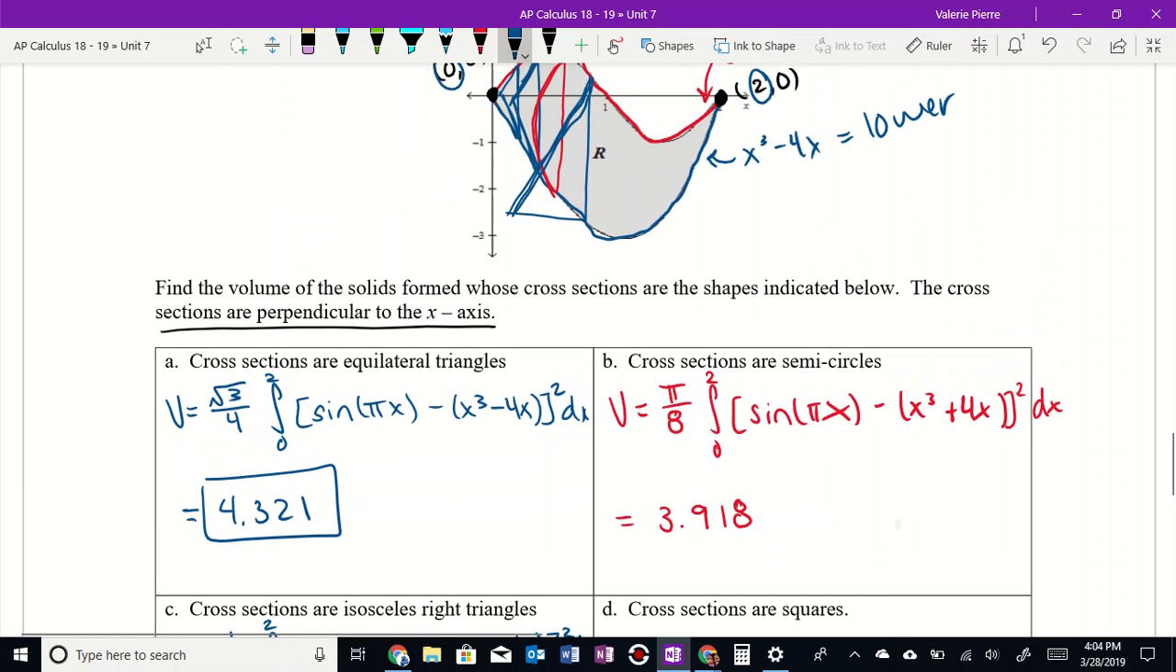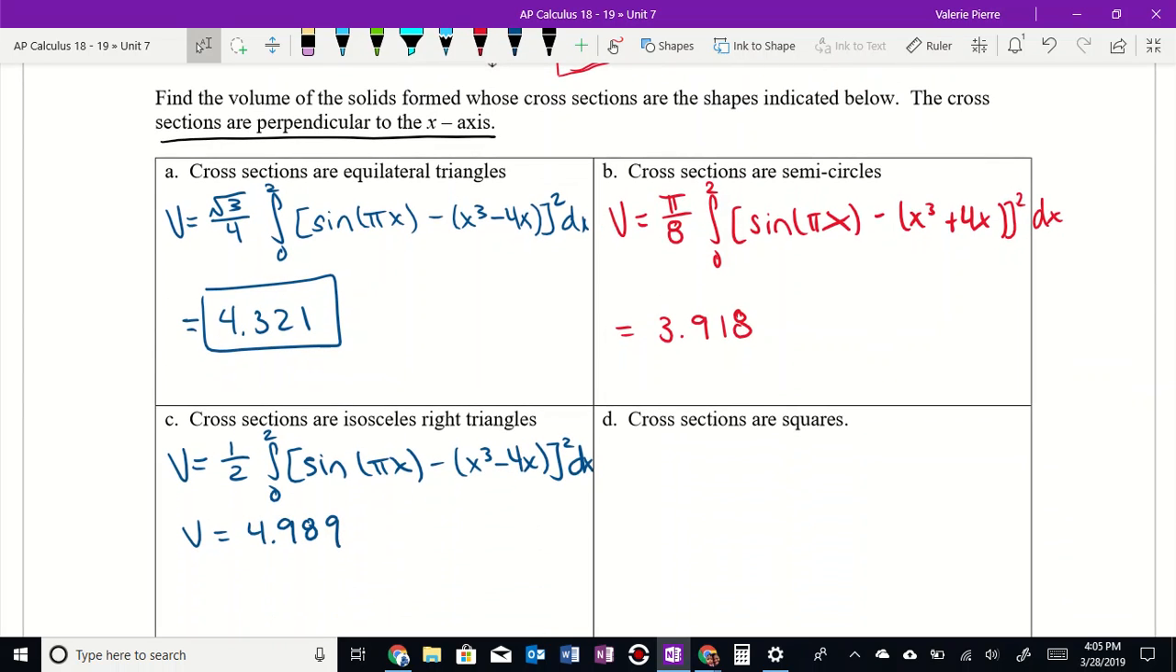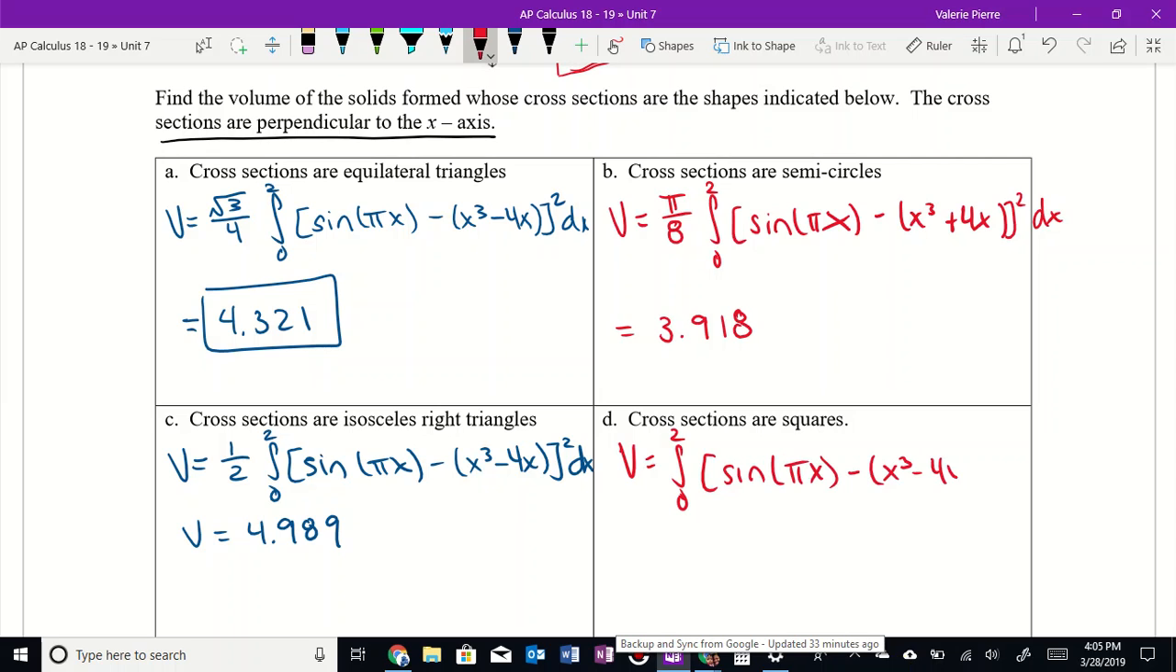And then part B, we're looking at cross sections that are squares. So if my cross section is a square, we've already found the equation for that. 0 to 2 of sine pi x minus x cubed minus 4x squared dx. That is equal to 9.978.